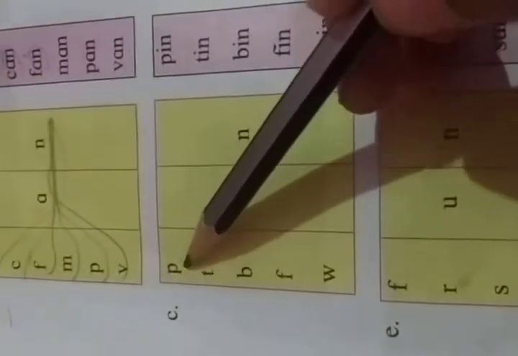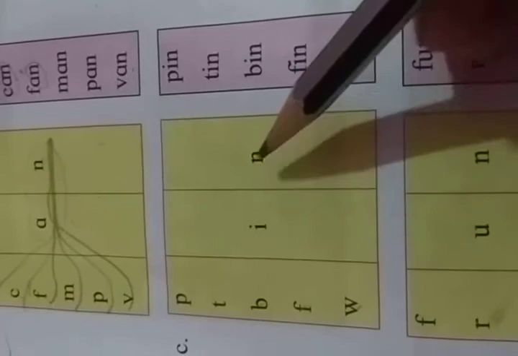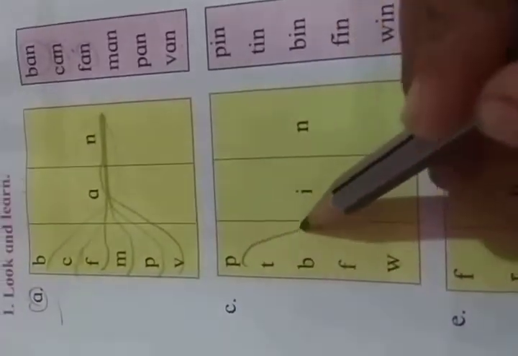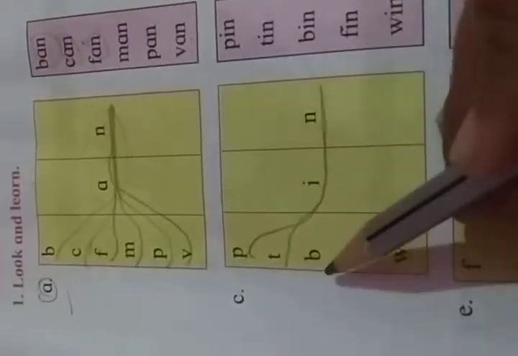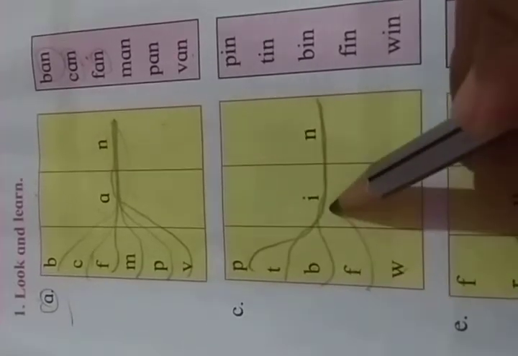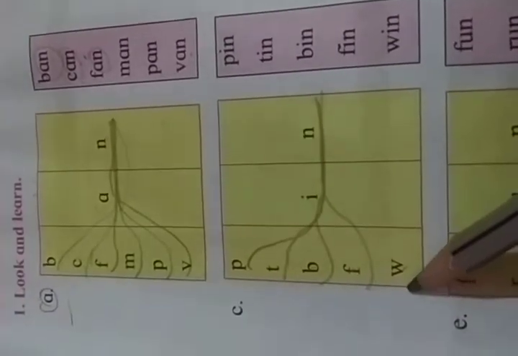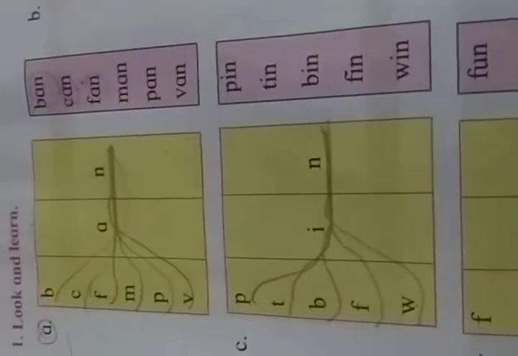Now see next here. Here P, T, B, F, W. Okay, here I, N. So that way we want to make words. So P-I-N, pin. T-I-N, tin. B-I-N, bin. F-I-N, fin. And W-I-N, win.